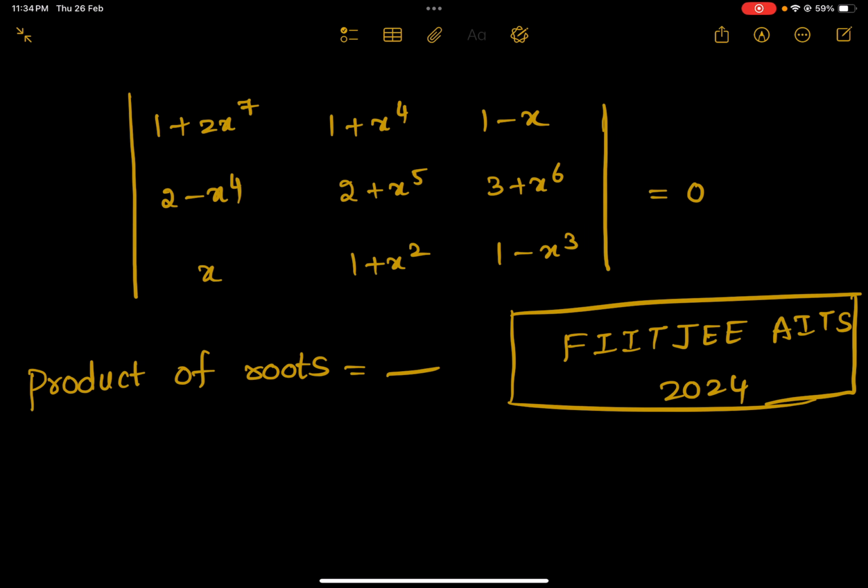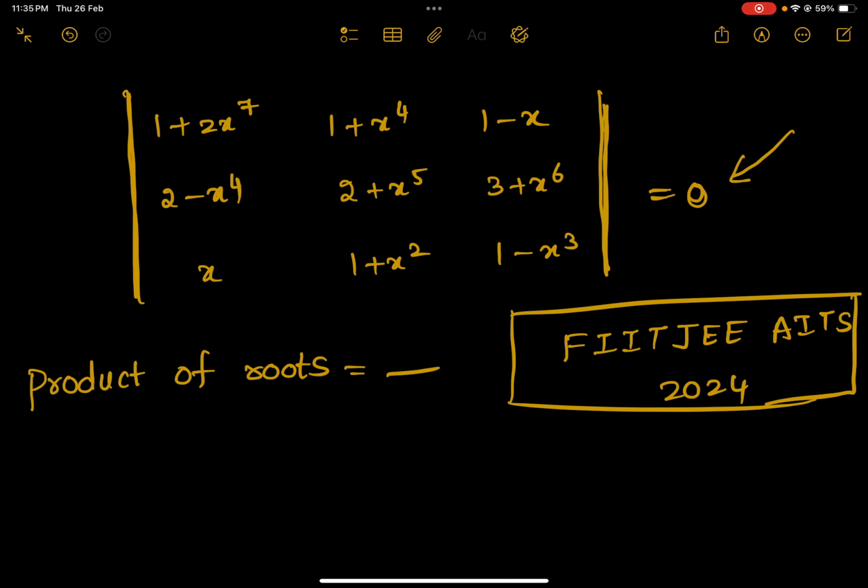This time I'm back with a really good question. The question that you see on the screen appeared in the FIITJEE All India Test Series in 2024. The question is very simple. You have a determinant given. When you evaluate this determinant, you will get a polynomial, and that is equal to 0. So this is basically an equation, and you just have to tell the product of the roots of the equation.